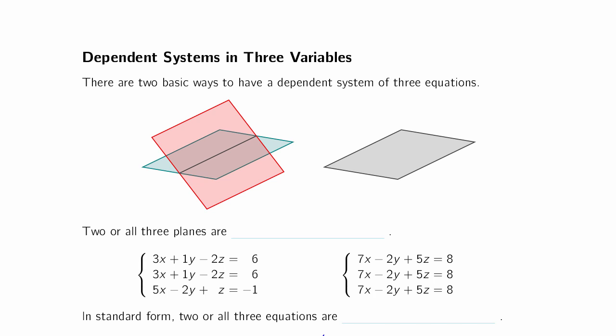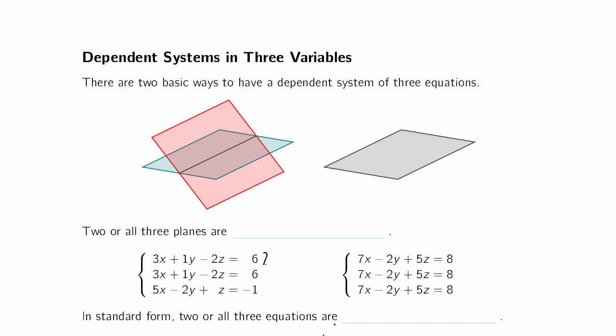Just as there were three basic ways to get an inconsistent system in three variables, there are two basic ways to get a dependent system in three variables. And the first one is simply to have two or more of our planes be actually the same plane.